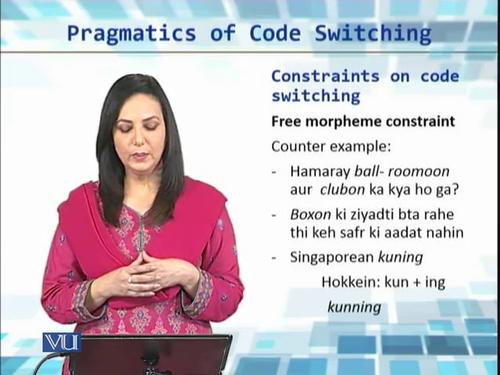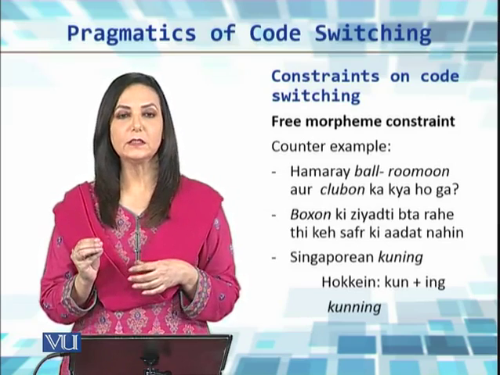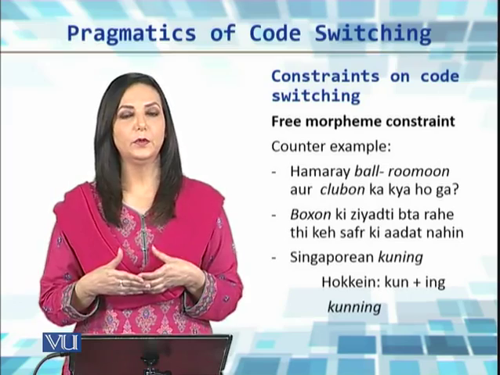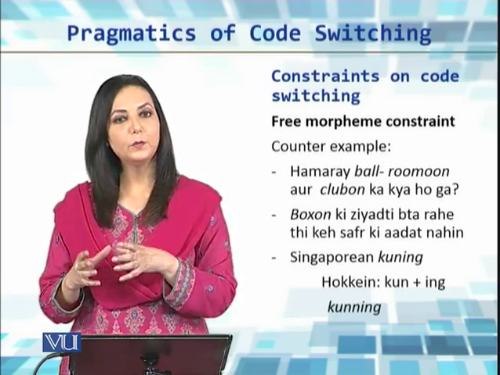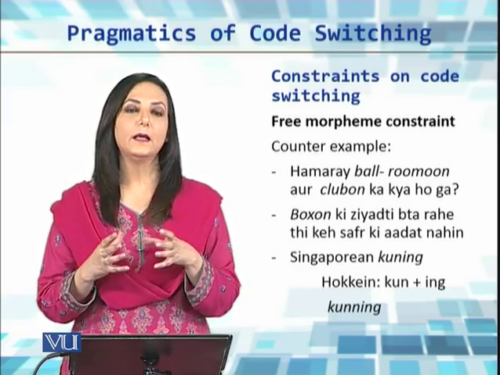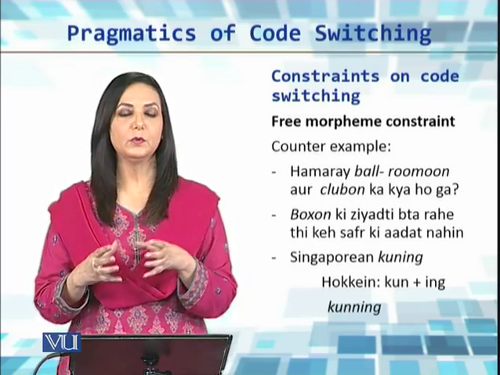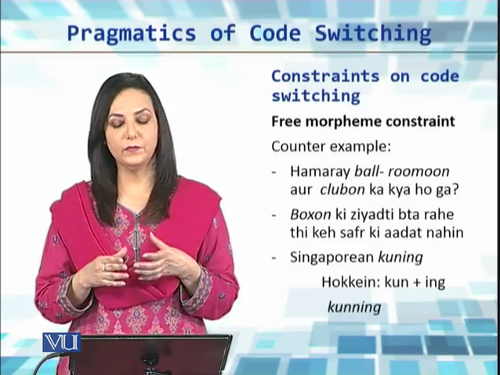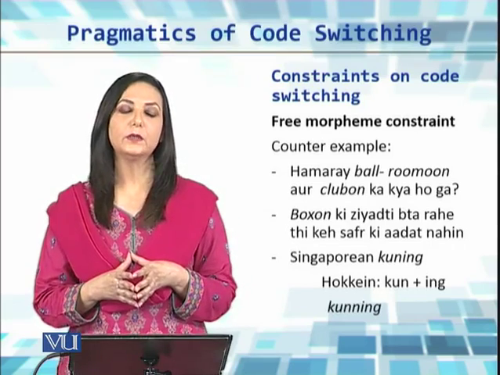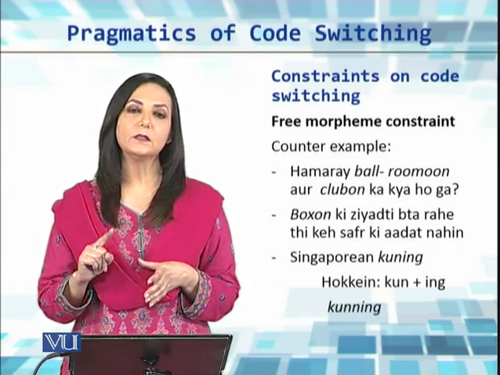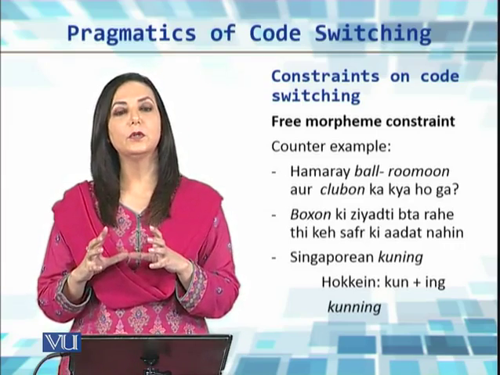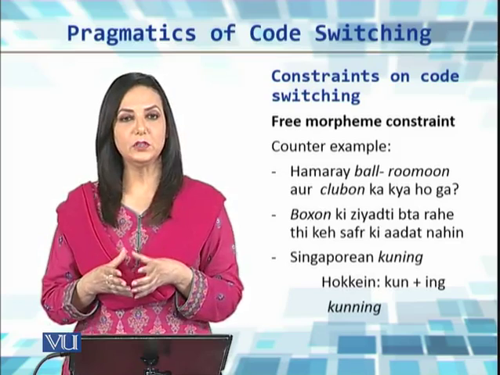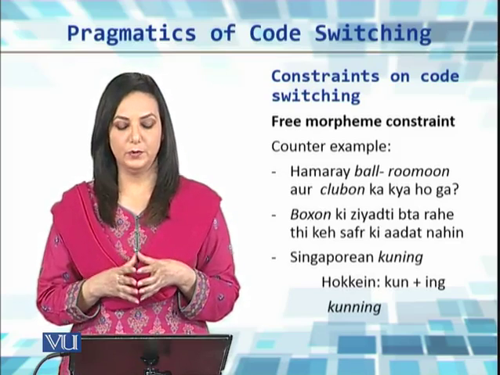हमारे बॉल रूमों और क्लबों का क्या होगा? Now, ों is a morpheme which is used in Urdu for pluralizing. For example, किताबों, लड़कियों, खिड़कियों, etc. So this bound morpheme is used with an English free morpheme. So Urdu bound morpheme is used with an English free morpheme to create a new form of the word. According to this free morpheme constraint, you cannot do that. You can do code switching only on words or only on points where you are using a free morpheme. However, we see here speakers making switches when they are using bound morphemes.